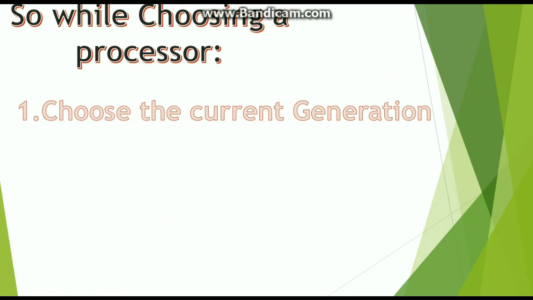So while choosing a processor, you should take care of some things. First, choose the current generation. Always choose the current generation because that will be the best technology available at that time. So always choose either the 6th generation or the 7th generation CPUs right now.